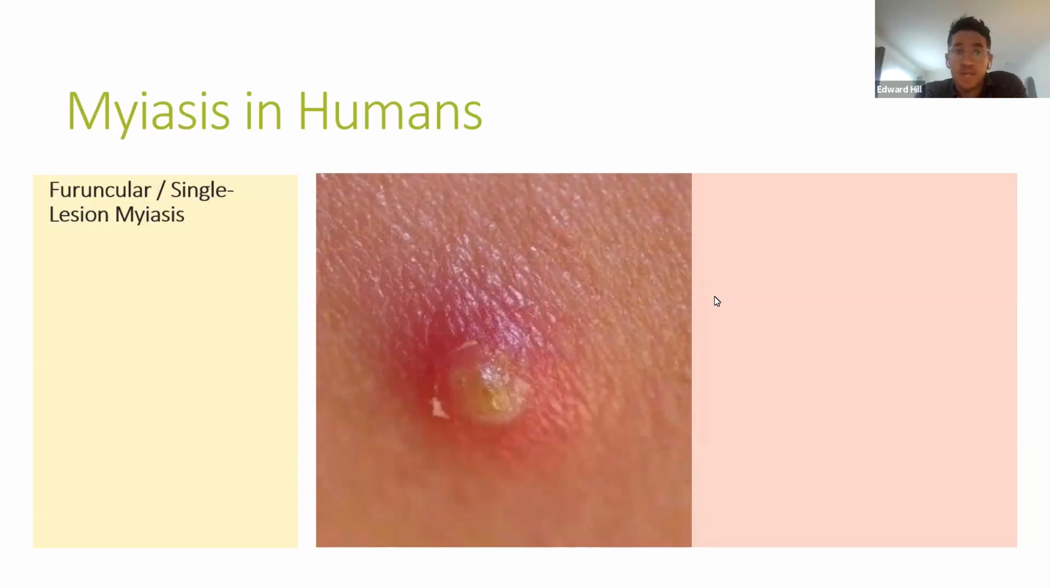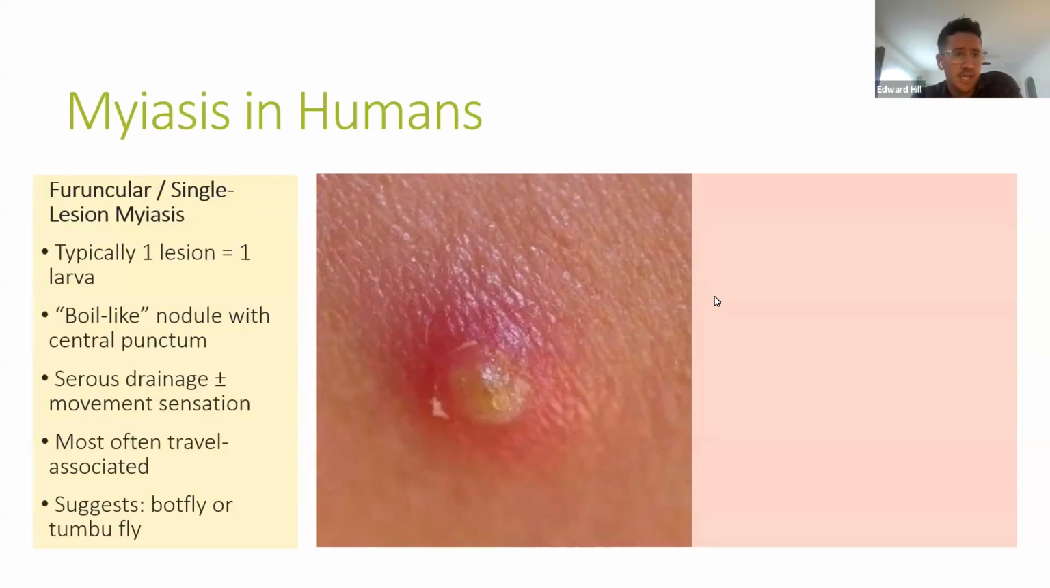I think a tip would be that they traveled recently, or that this is a recurrent abscess, or it looks like a spider bite that's not going away. It generally has this appearance in this picture right here. And it's relatively a benign disease. It's caused by bot flies or tumbu flies.